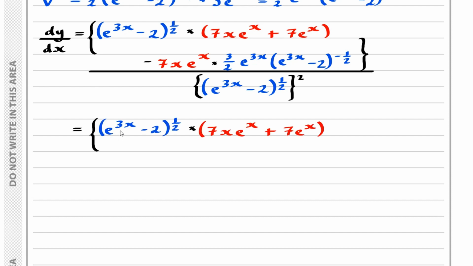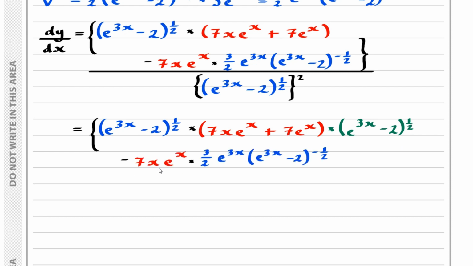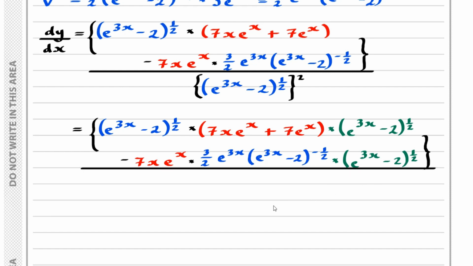So we have this (e to the 3x subtract 2) to the 1/2 multiplied by (7x e to the x plus 7 e to the x), and we'll multiply this by (e to the 3x subtract 2) to the half, and then I subtract the 7x e to the x multiplied by 3 over 2 e to the 3x multiplied by (e to the 3x subtract 2) to the negative 1/2, and we'll multiply this by (e to the 3x subtract 2) to the 1/2, and then I divide this by the (e to the 3x subtract 2) to the 1/2 squared.